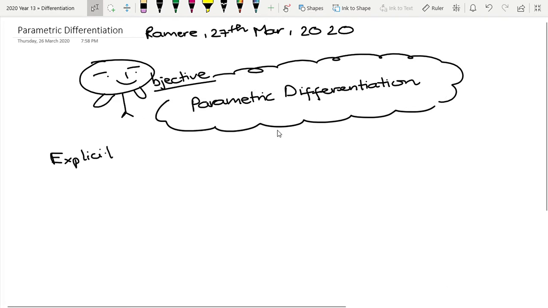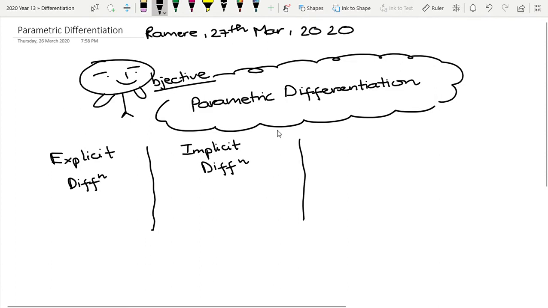Explicit differentiation. This is the first type that we always learn. The second type, we learn implicit differentiation. And lastly, the one we learn today, which is very easy, I'll show you by an example and you'll see straight away: parametric differentiation. So what's the difference between them?